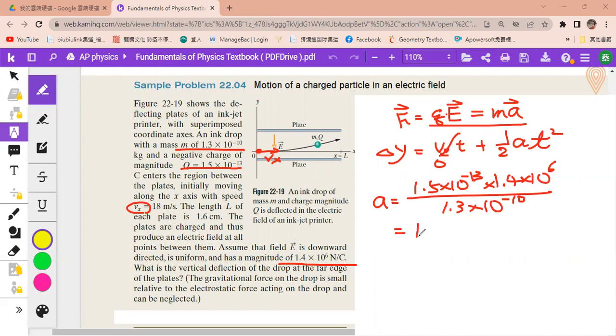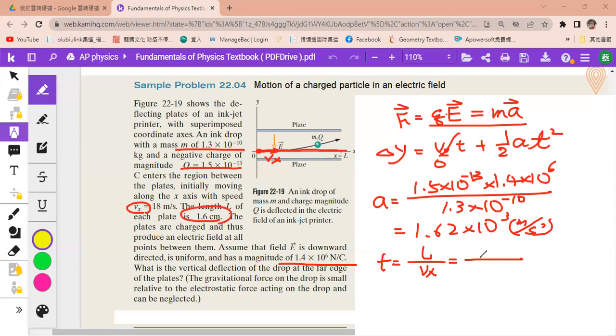Okay, it's approximately 1.62 by the power of 3. And don't forget, all the units are SI units, so it will be meters per second squared, okay? And what's the time? Your time is decided by the x component, because you want to pass from the origin to the end of the plates, so we know the time is the length of the plate over the x component of the velocity. So the length is 1.6 by the power of -2 meter divided by 18. So what's this? It will be approximately 8.89 by the power of -4.